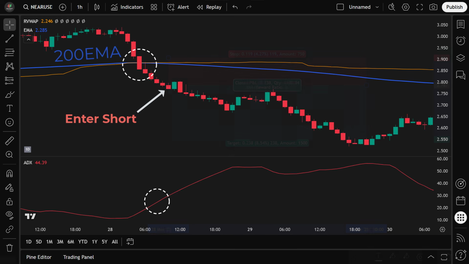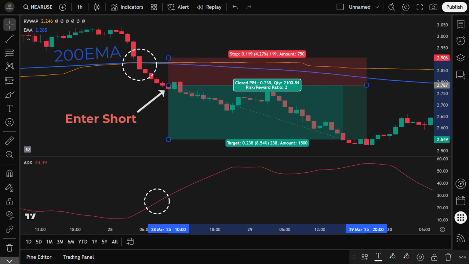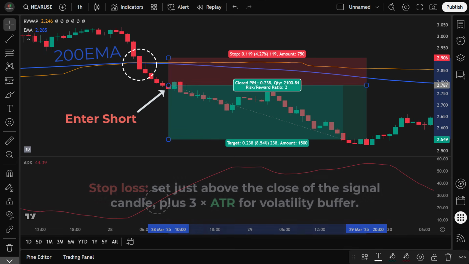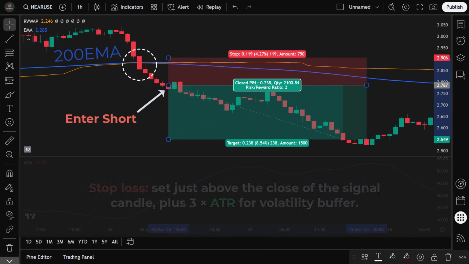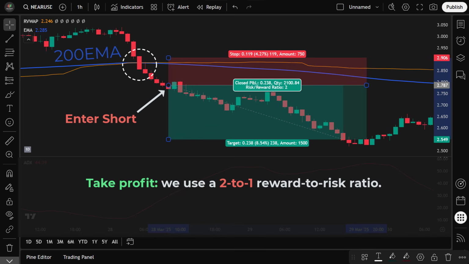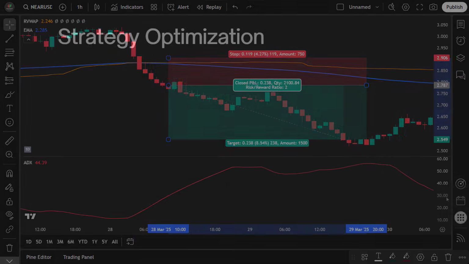After entering, we place our stop loss just above the high of the signal candle. To give the trade some room and avoid being stopped out by normal market fluctuations, we add 3 times the average true range, ATR, to the closing price of the signal candle. For our take profit, we use a 2-to-1 reward-to-risk ratio. That means once the price moves twice the distance of our stop loss in our favor, we exit the trade and lock in profits. Now that we understand the strategy, let's move on to optimization using Freqtrade.